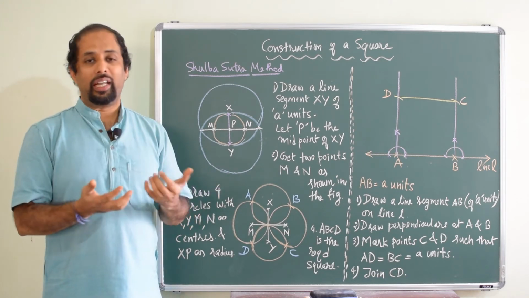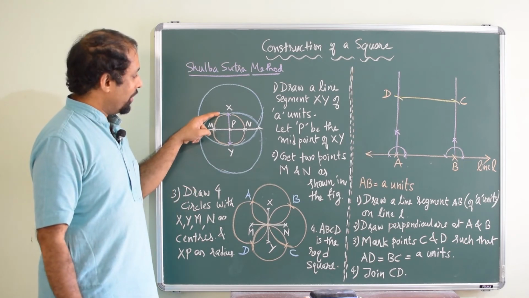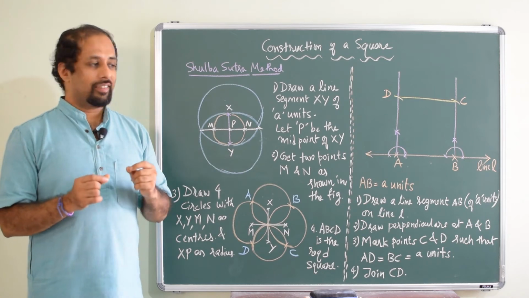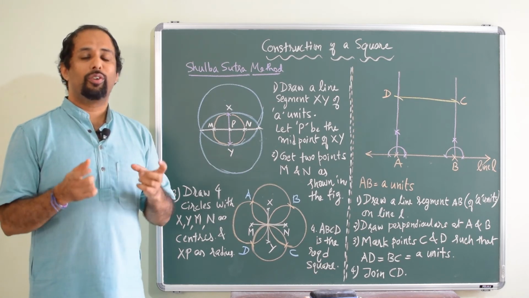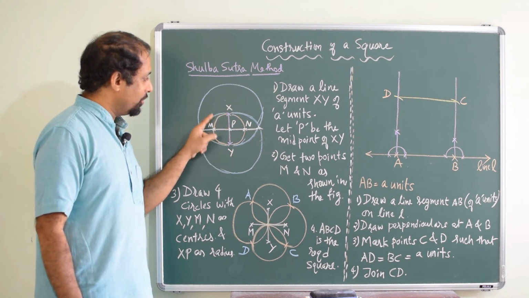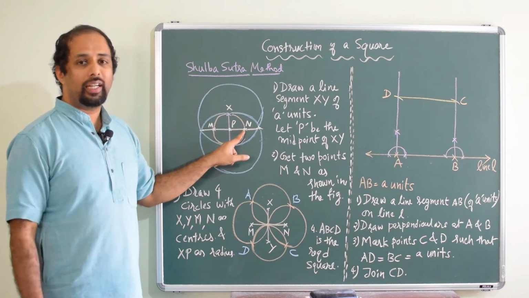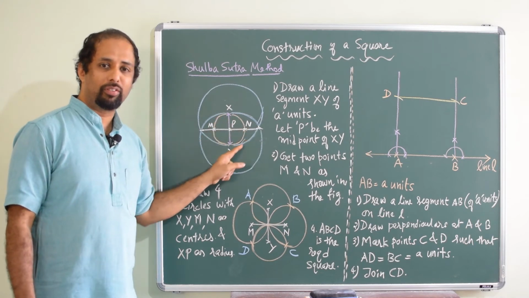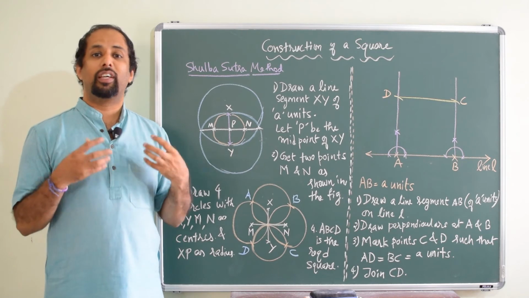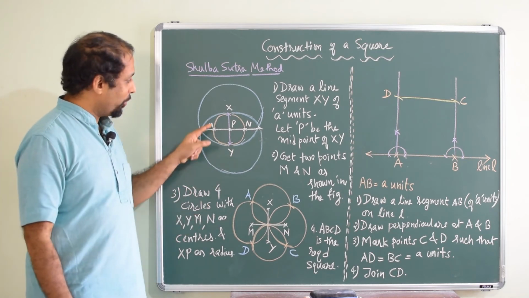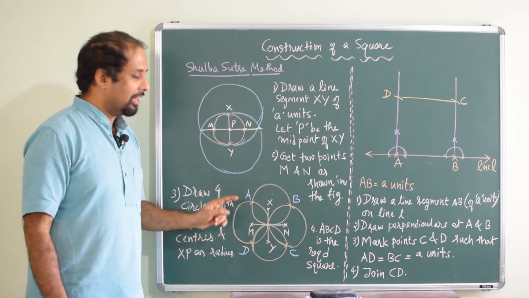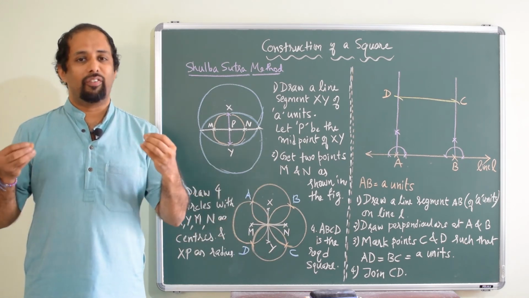Now what you have to do next is, taking these 4 points X, Y, M and N, and with radius equal to XP, you have to draw 4 circles. So keeping X as the center and XP as the radius, you draw one circle. Similarly keeping N as the center and XP as the radius, draw one more circle. So draw 4 congruent circles, that means 4 circles of equal radius, from 4 points X, Y, M and N. Now these 4 circles will be cutting each other at different points.